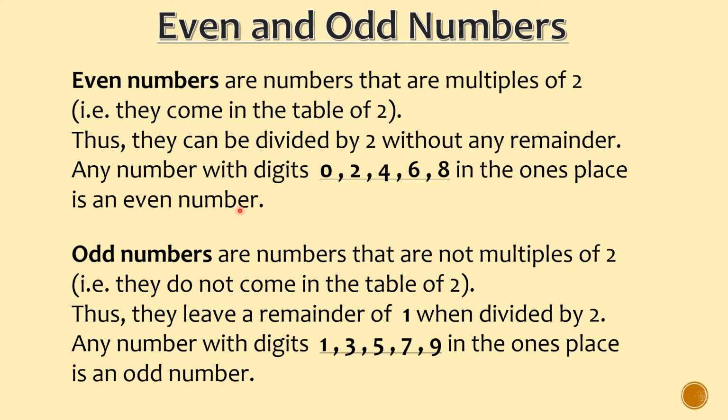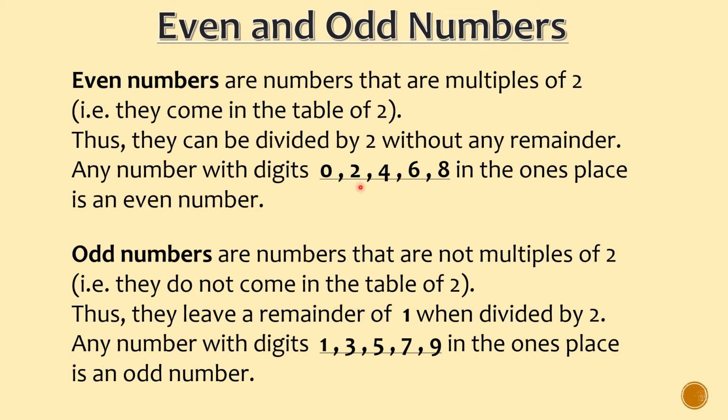Always consider the digit in the ones place. In 484, the digit in the ones place is 4, right? Now, any number with digits 0, 2, 4, 6, 8 in the ones place is an even number. 2 zeros are 0, 2 ones are 2, 2 twos are 4, 2 threes are 6, and 2 fours are 8. Any number that has these digits in the ones place is an even number.